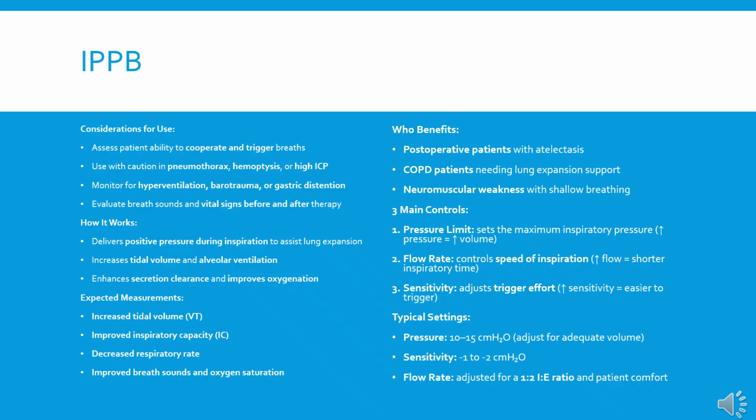IPPB, considerations for use: assess patient ability to cooperate and trigger breaths, use with caution in pneumothorax, hemoptysis, or high ICP, monitor for hyperventilation, barotrauma, or gastric distension. How it works: delivers positive pressure during inspiration to assist lung expansion. It increases tidal volumes and alveolar ventilation.